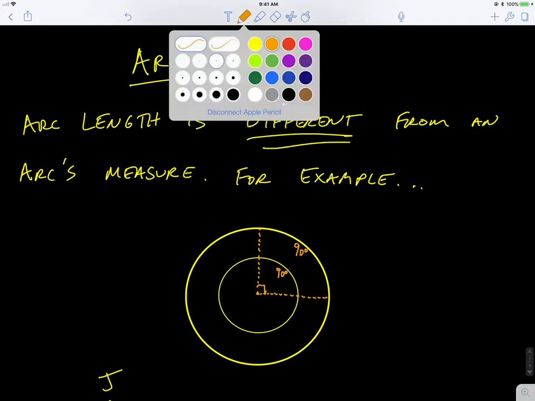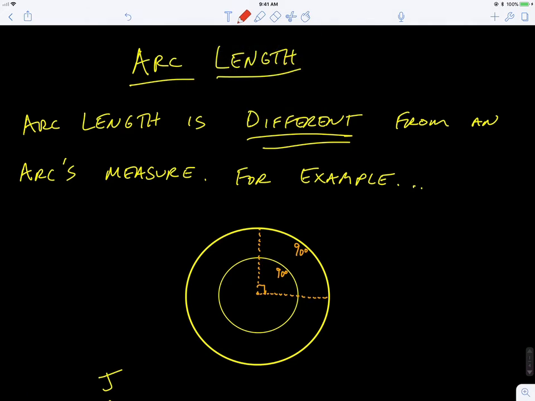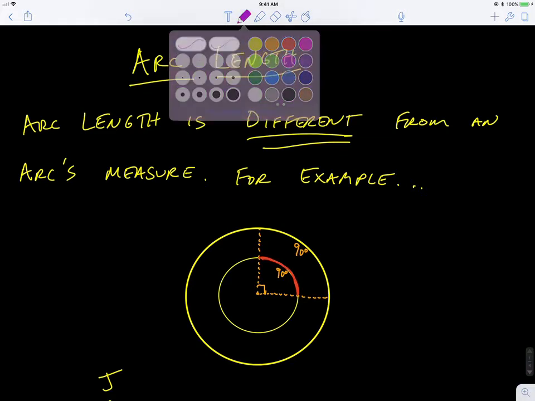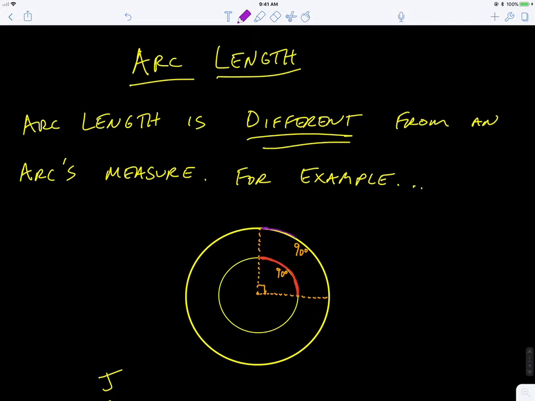But arc length is something different. So if I trace the smaller arc with this red, the length of that arc, if I laid a string down on it to measure it, how long is that arc? That's clearly going to be different than the purple arc. This one's going to be larger, right? If I measured them with a string, it's going to take a longer piece of string to cover the purple arc. So that's what arc length is. It's the actual length in units, not degrees, in inches or centimeters or feet or miles. So you can see that the purple arc is going to be longer than the red arc. And that's what arc length is.